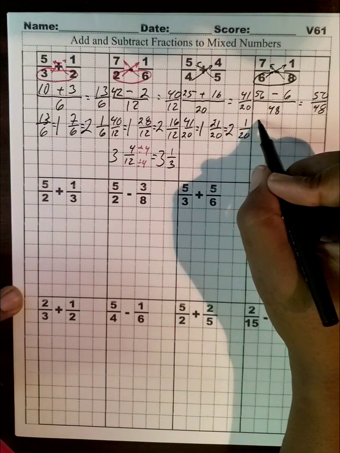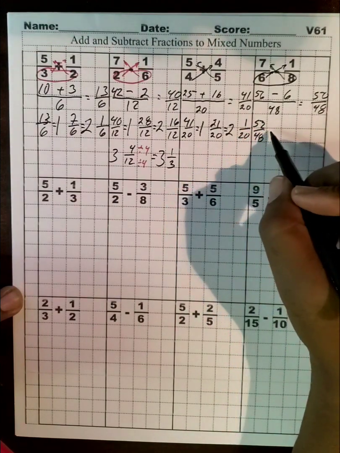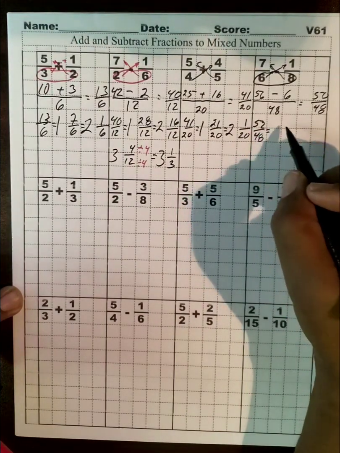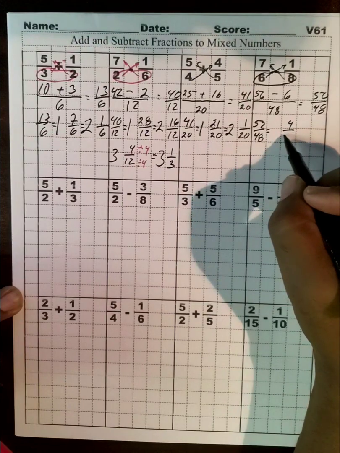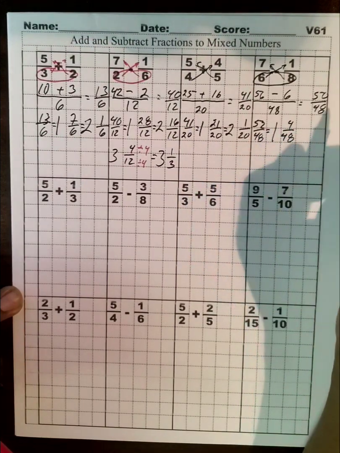Now let's do some subtraction. We have 52 over 48. When I subtract these two, I'm going to get a 4. Yep, a 4. 4 over 48. And every time you subtract, you'll get 1.